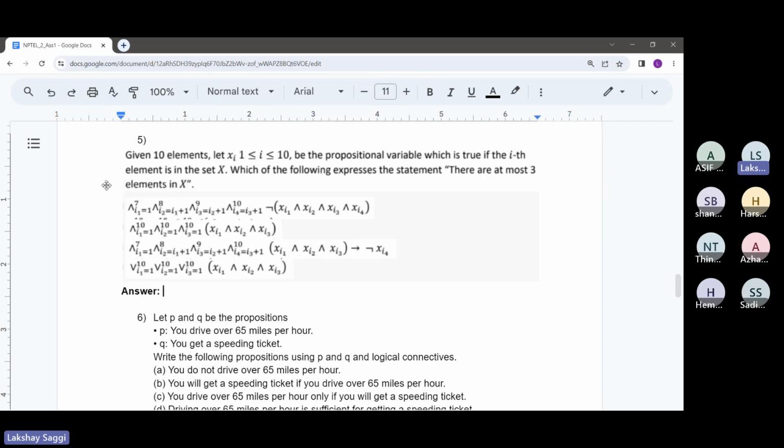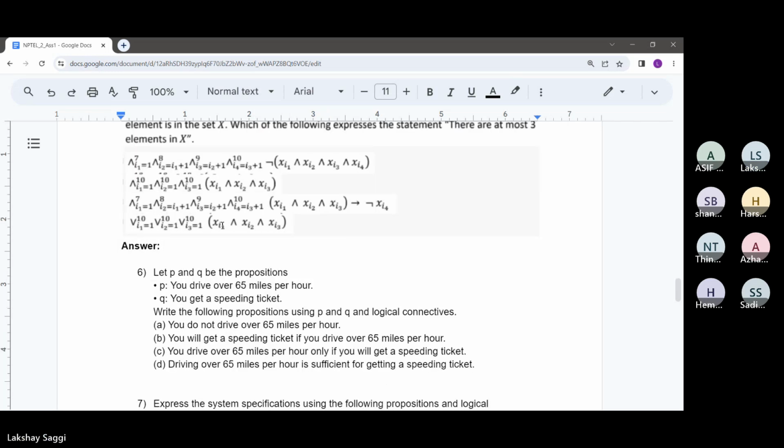Similarly, in option B, we are again taking conjunctions in these forms. Similarly in C and similarly in D. Can you guys try to answer? These ands over I1 from 1 to 7, I2 from 1 to 8, I3 from I2 plus 1 to 9, and I4 from I3 plus 1 to 10.